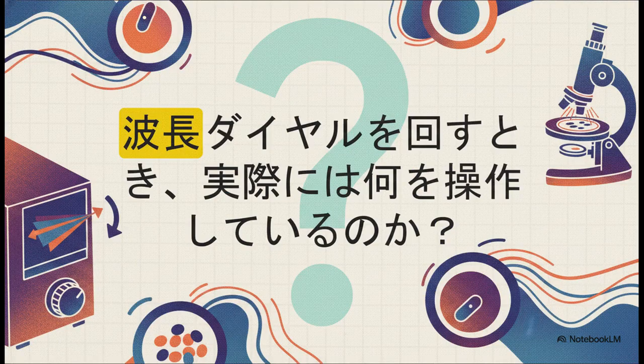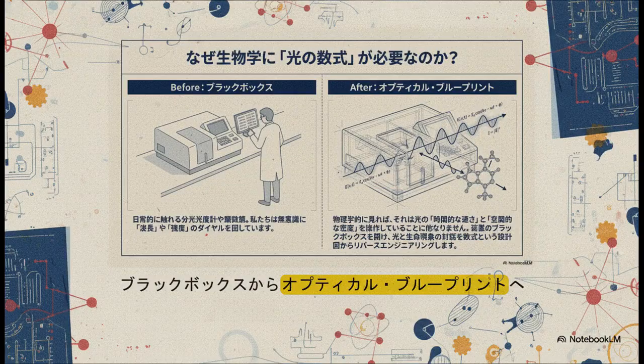So here's a quick question to kick things off. When you turn that wavelength dial on a spectrophotometer or tweak the intensity knob on your microscope, what are you actually doing? Sure, you know the numbers change on the screen, but can you physically picture the interaction happening inside that machine and inside your sample the moment you turn that dial? For most of us, these devices are incredibly frustrating black boxes. You know the input, you know the output, but the middle is just a total mystery.